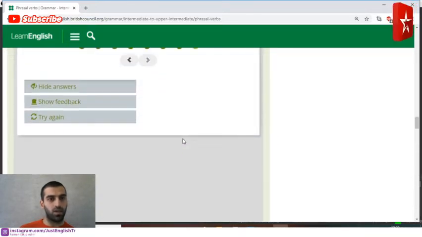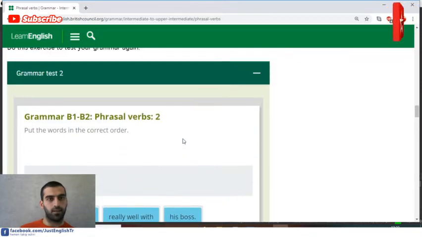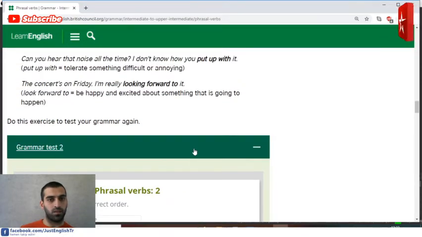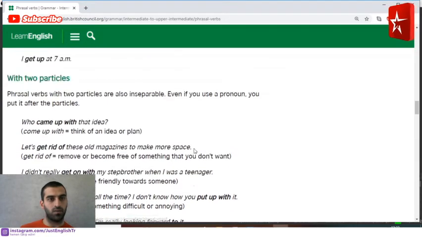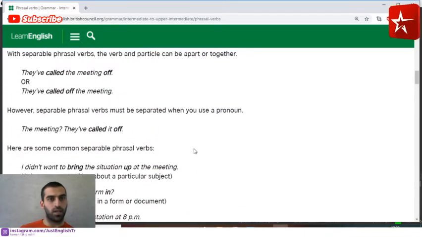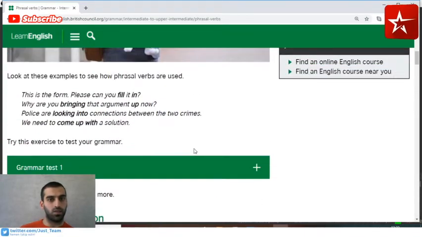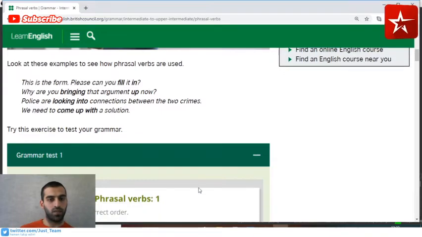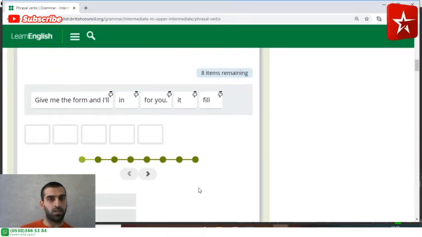Okay, and we will have another grammar test here. This was for test 1, and let's continue with the next one. Here we have to make the sentences again. So our first sentence, can you tell me how can we write these words in a correct order? Give me the form and I will fill in it for you.